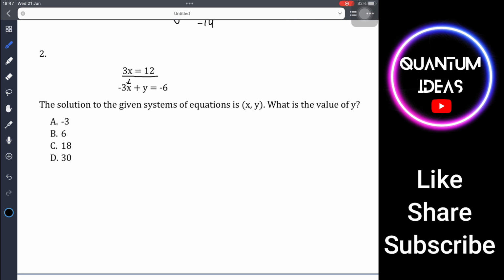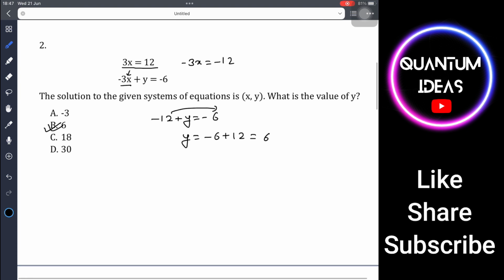If we multiply both sides by minus 3, this becomes minus 3x equals minus 12. So just plug it here, minus 3x becomes minus 12, right? Plus y equals minus 6. So y equals minus 6. If we take minus 12 to that side, that becomes plus 12. So this becomes minus 6 plus 12, that is 6. So our answer, the value of y, is 6. Okay, let's move to the next question.